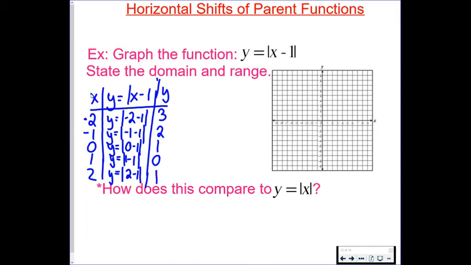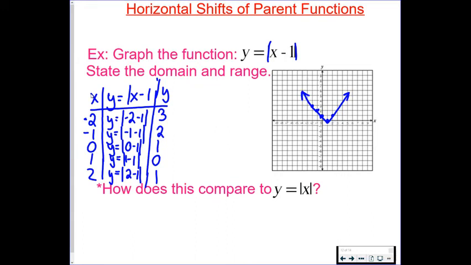Let's go plot it. Negative 2, 3. Negative 1, 2. 0, 1. 1, 0. And 2, 1. Because we know, though, let's think about this parent function. What shape does the parent function look like? Right, it's an absolute value function because of these bars, so I know it has to be a V shape. I'm going to connect the dots together, and there's the V.